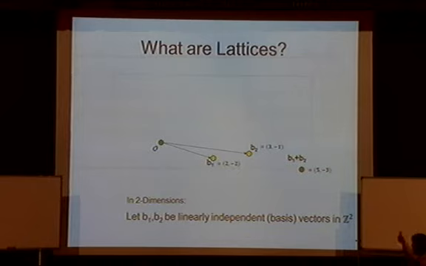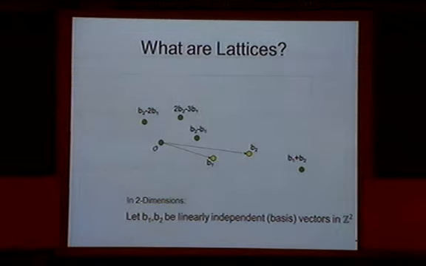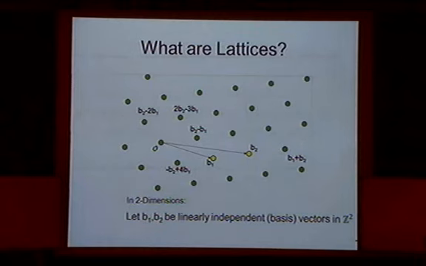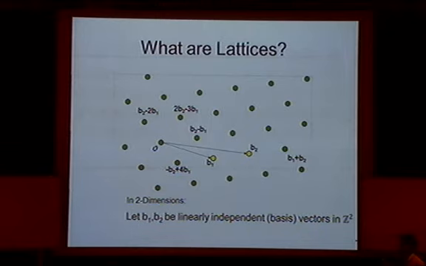So b1 plus b2 is a vector in the lattice. So is b2 minus 2b1. So the coefficients can be positive or negative, but they're integers. b2 minus b1. So much fun. Let's keep going. And what you get is a sort of periodic grid of points. And this is the lattice generated by b1 and b2. Okay, so this is a nice picture.